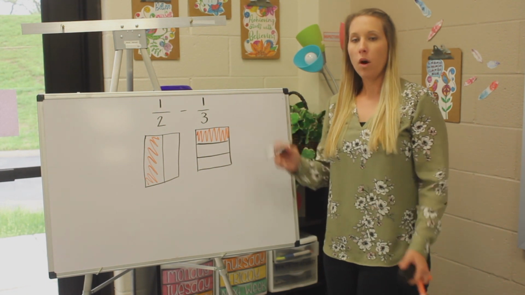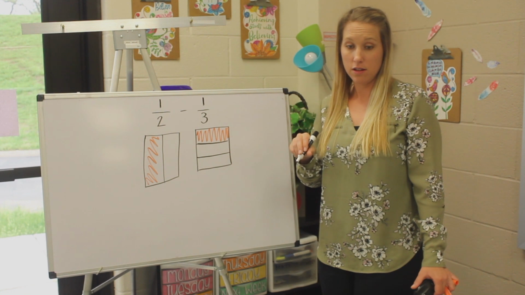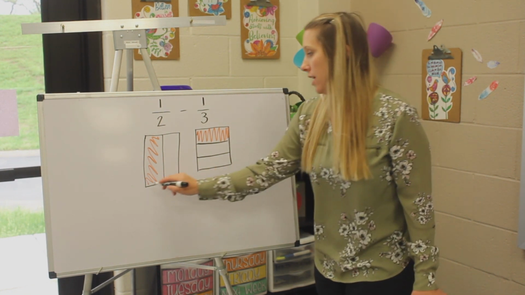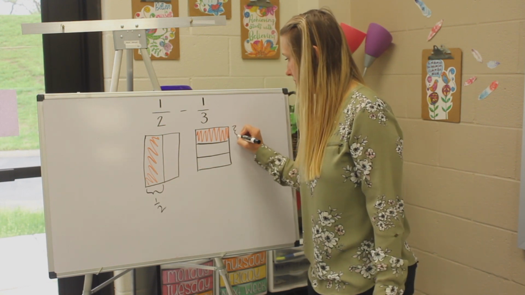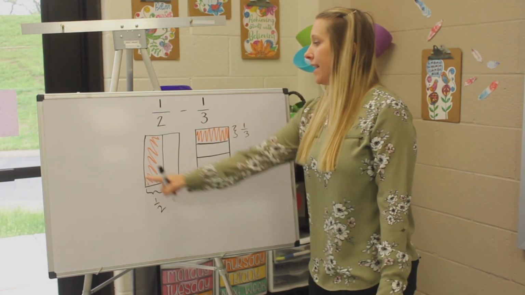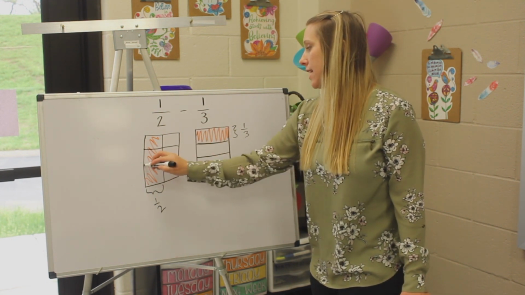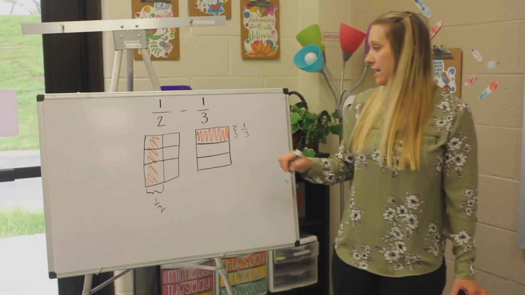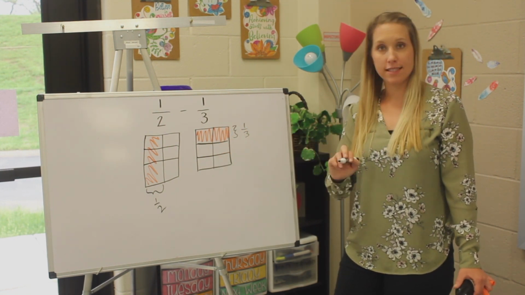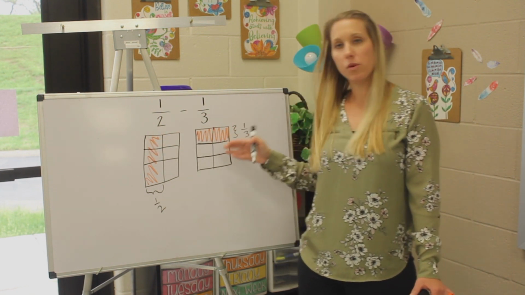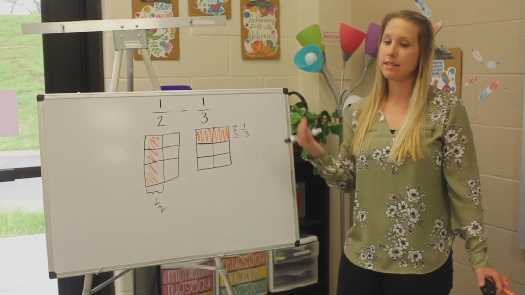Now, what could we do to get equal units? One thing we can do, like we did before, is I can take my 1/2 and split it into 3 to get 6, and I can take my third and split it into half to get 6. Now, do we have equal size units? Yes, we do. They are now in 6.